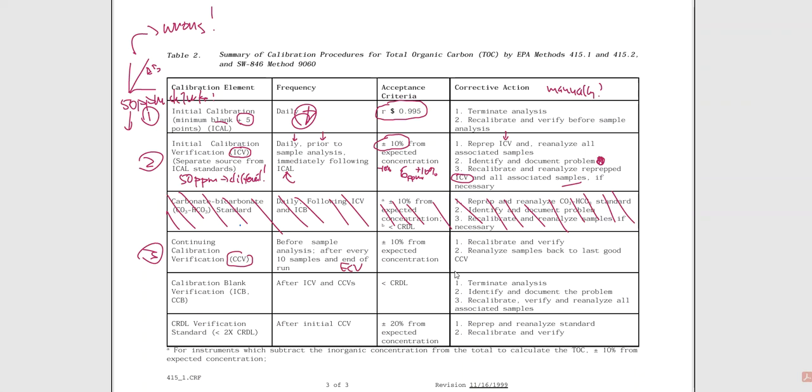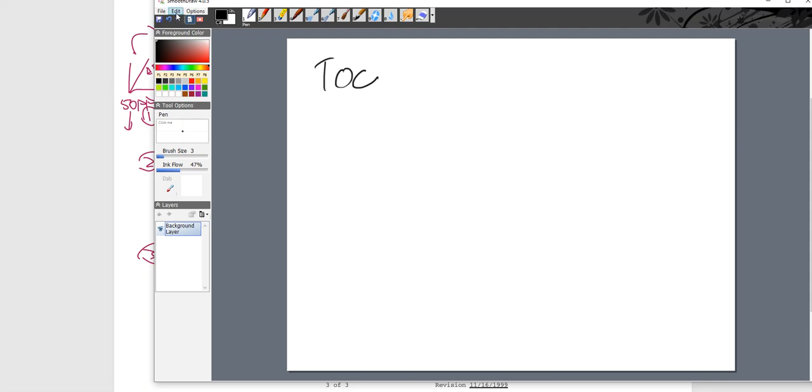Number 1, if it does not work out, we're going to recalibrate and verify. Number 2, we reanalyze all the samples back to the last good one. Oh, God. What does that mean? All right, well, let me give you an example. We do the iCal: 1, 2, 3, 4, 5. And what we get is a straight line. Yay!